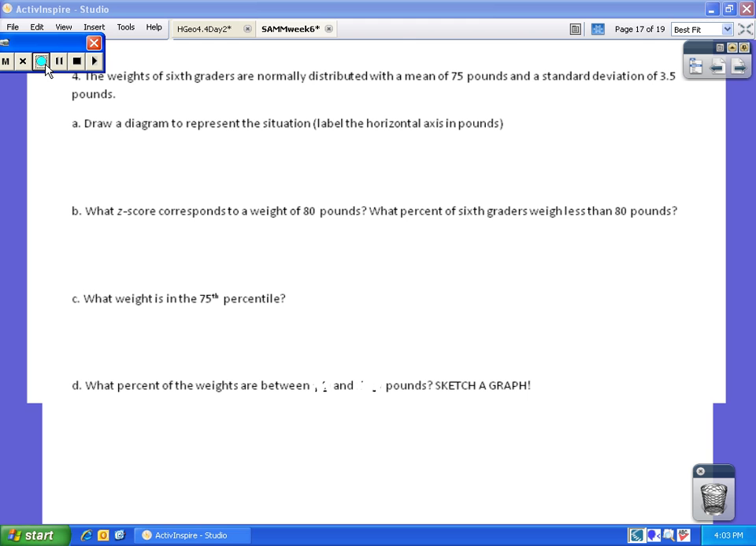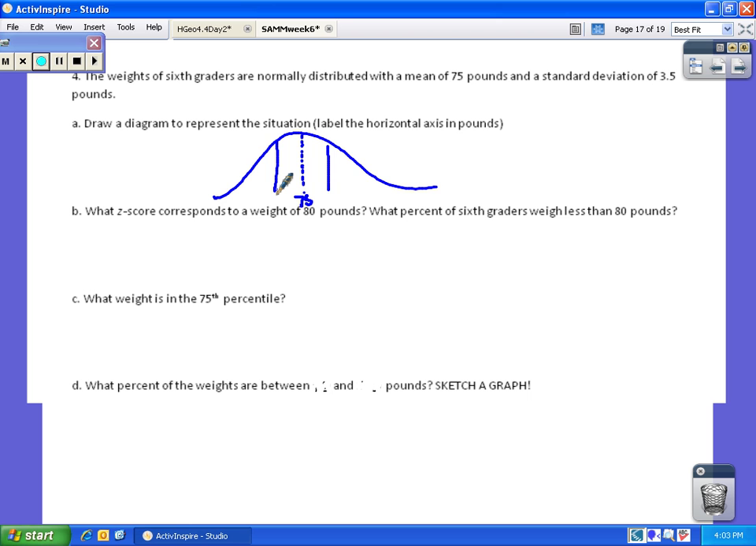The weights of 6th graders are normally distributed with a mean of 75 pounds and a standard deviation of 3.5 pounds. Draw a diagram to represent the situation. Label the horizontal axis in pounds. My mean is 75, so that's going to go right in the middle. My other important points are one standard deviation to the right: 78.5, then 82, then 85.5. If I subtract 3.5, I find that one standard deviation to the left is 71.5, then 68, then 64.5.